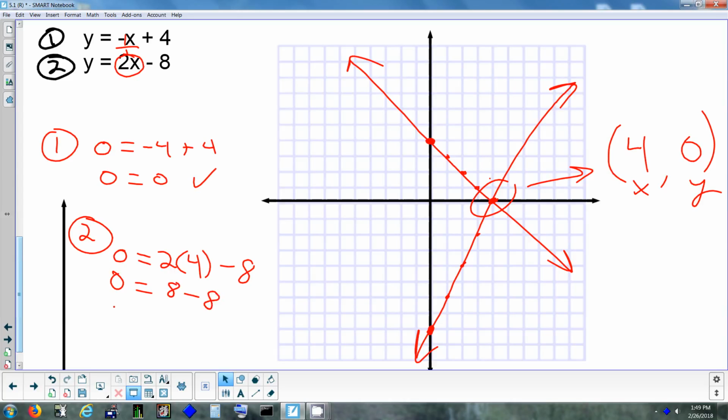What's 8 minus 8? 0. We're good. That answer is good. It works. Okay, so that's a full problem. Graph, estimate, check your answer.